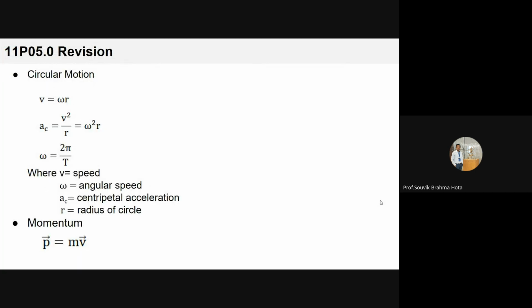Okay, now revision. Circular motion, v is equal to omega r. v is linear velocity, omega is angular velocity, r is radius. Now ac is the centripetal acceleration. So ac is equal to v square by r, so it is omega square r, and omega is equal to 2 pi by T. Omega is angular speed, that is 2 pi by T.